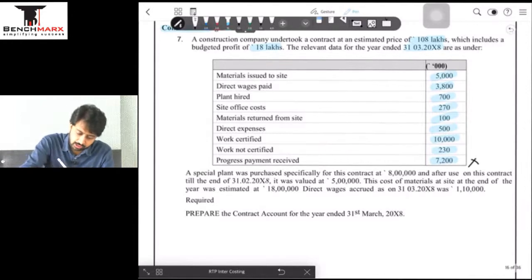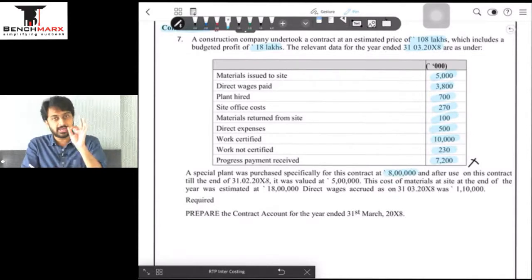Then a special plant was purchased at rupees 8 lakh. 8 lakh is the purchase price. अपना काम है contract के debit में लिखना not the price or the cost but the depreciation. So इसके ऊपर depreciation will be used depending on for how many months the machine was used in the contract. If machine was used for 3 months, I'll take 3 months depreciation. If machine was used for full year, I'll take full year's depreciation.